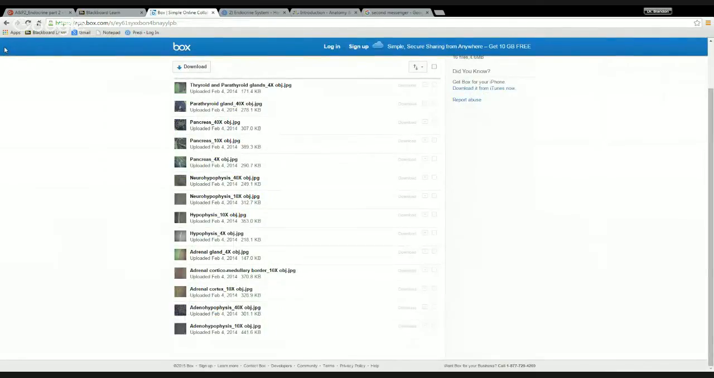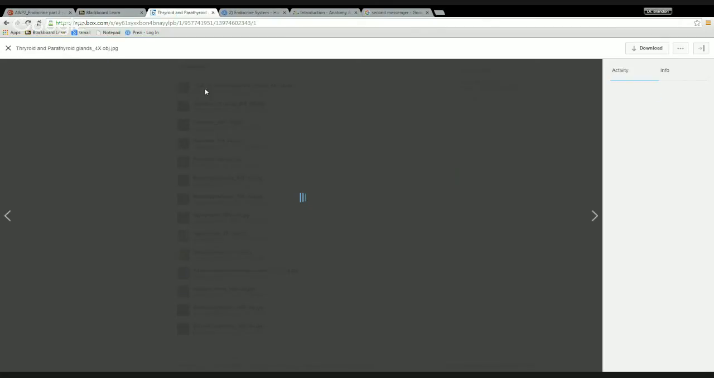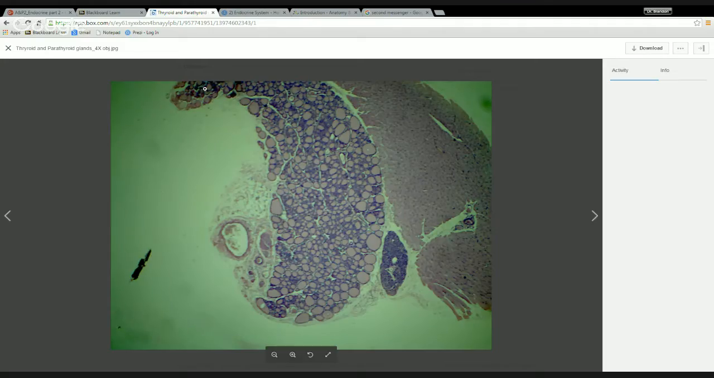Okay, so that's the pituitary gland. Now I want to show you the thyroid and parathyroid glands. Okay. Now, in this, hopefully you can kind of see that there's sort of three things going on here.